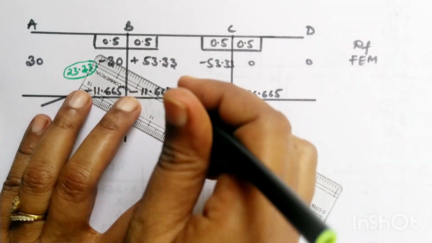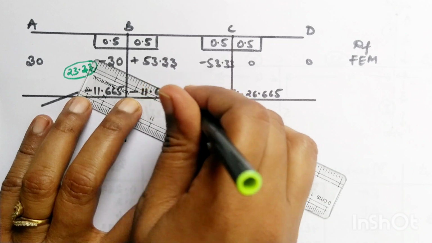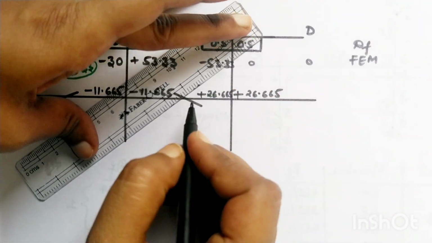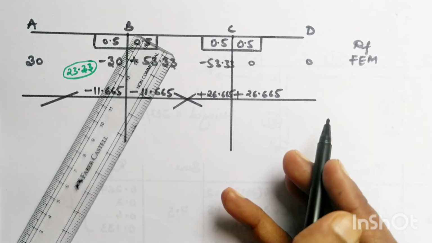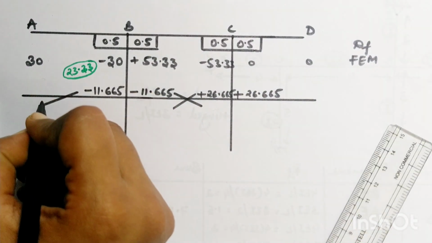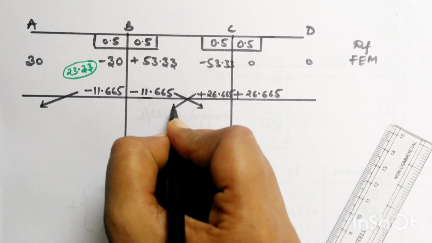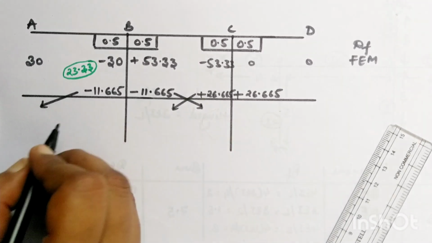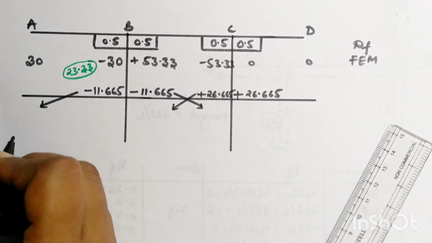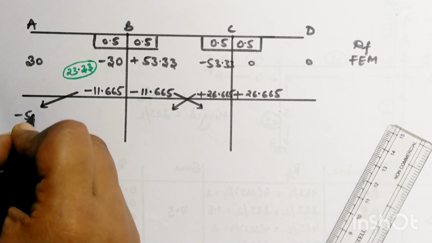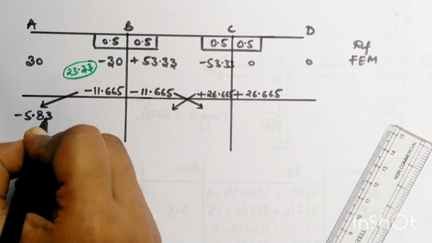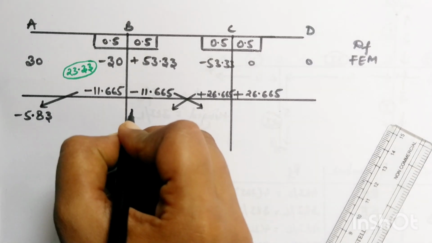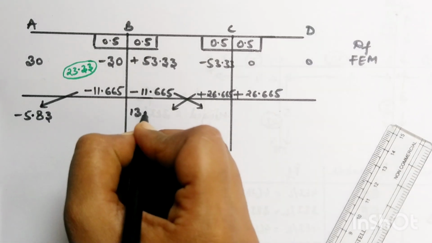The moments will be distributed to the near end which is fixed. If the near end is your hinge, no distribution will be there. So carryover moments will be transferred to only the ends which are fixed. So your far end has to be fixed. So these are the far ends which are fixed and I'll be just distributing the moment, half of it. So whatever moments came, half of it has to be distributed.